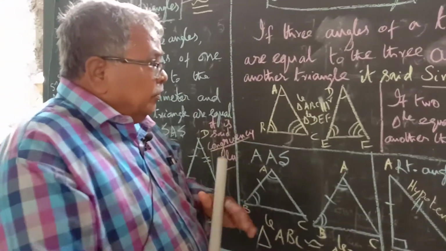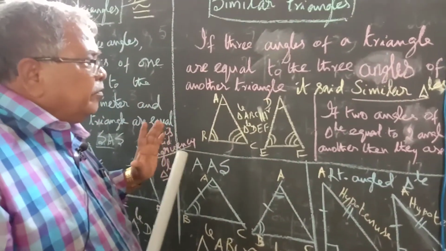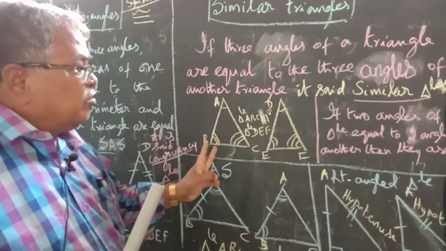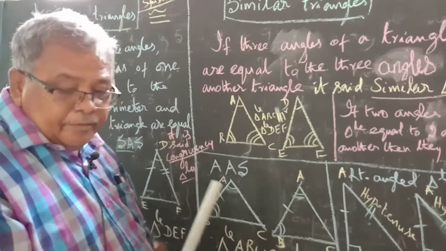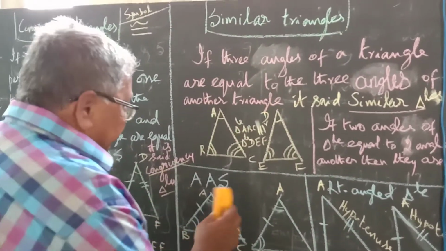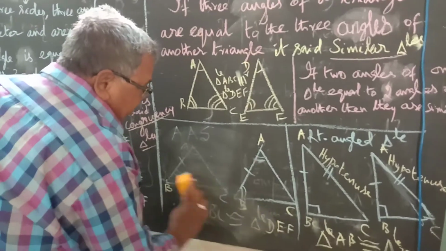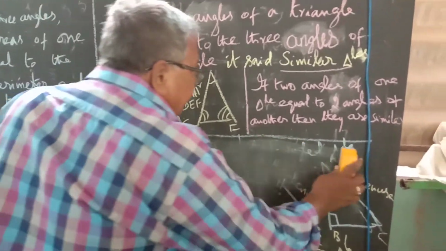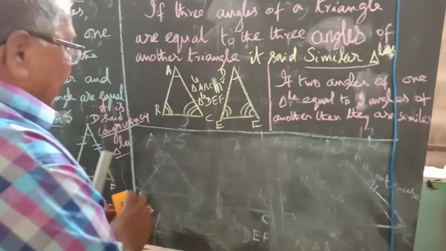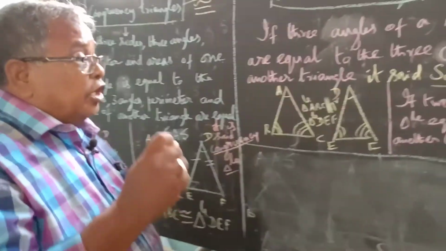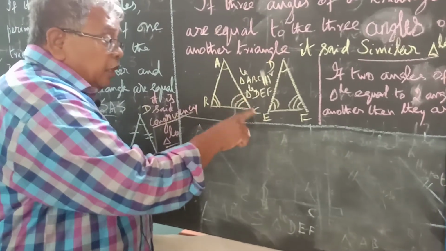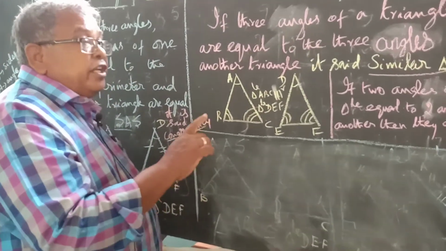Then, one more thing. What is the condition? If two triangles are similar triangles, then there is a condition. What is the condition? The ratio between the corresponding sides of a triangle is equal to the ratio between the corresponding sides of another triangle.